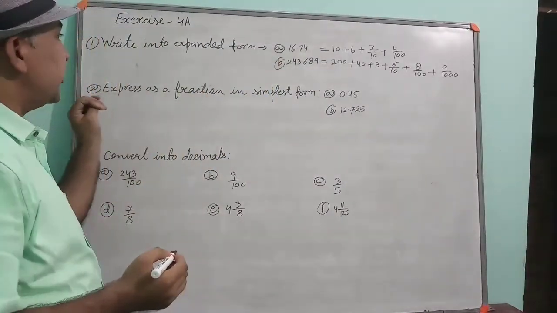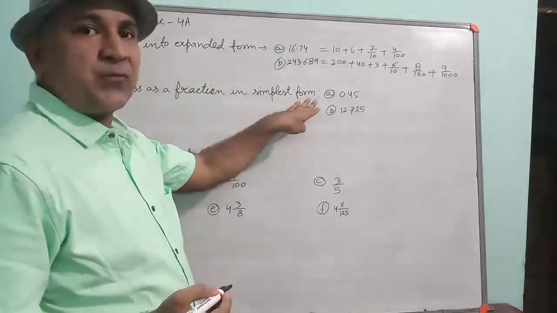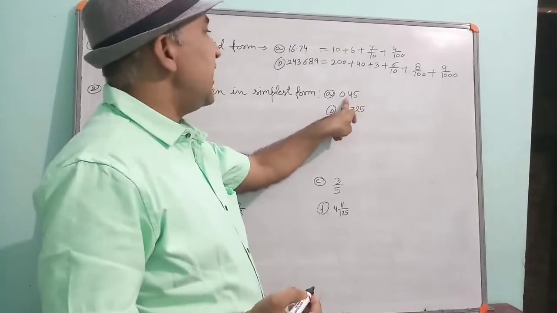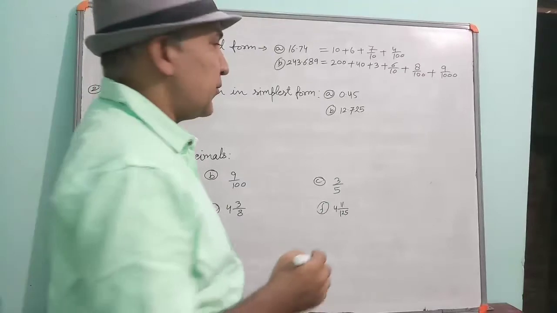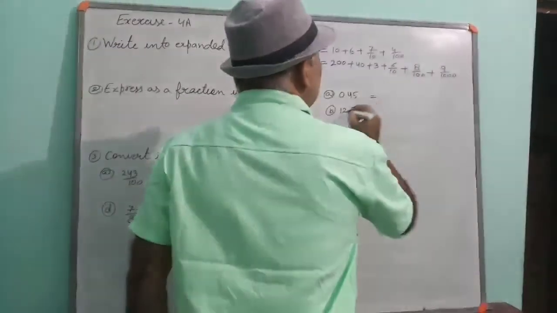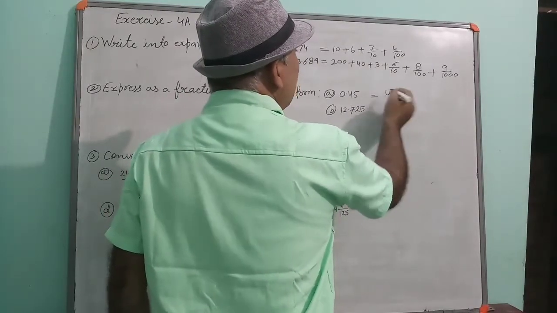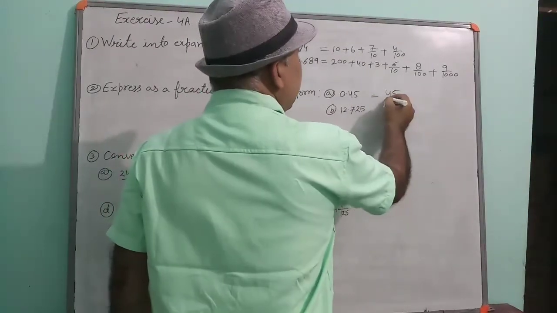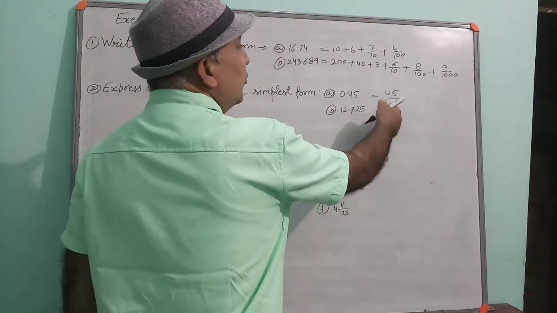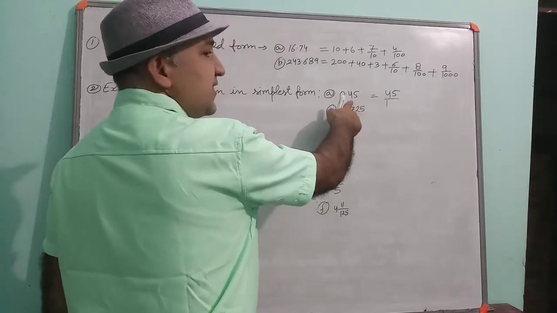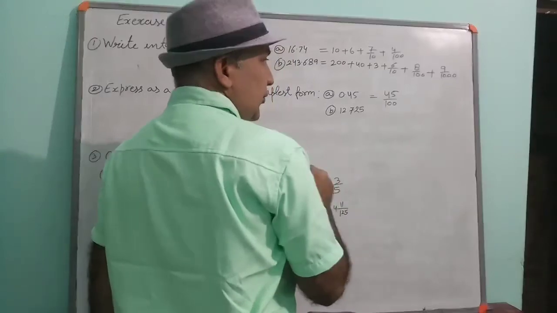Now see the second question. Express as a fraction in simplest form. That means first we have to convert it into a fraction and then after we have to write in simplest form. Now see, to convert a decimal into a fraction, first write down your number without decimal, then upon, write 1 and then 1 followed by zeros. How many digits are there? There are 2 digits, so here will be double zeros.